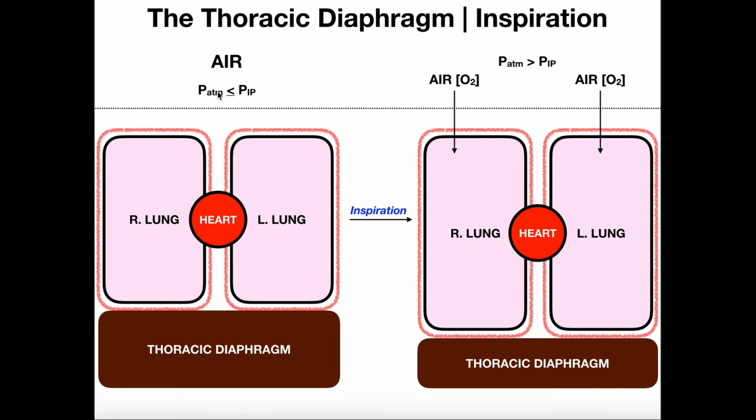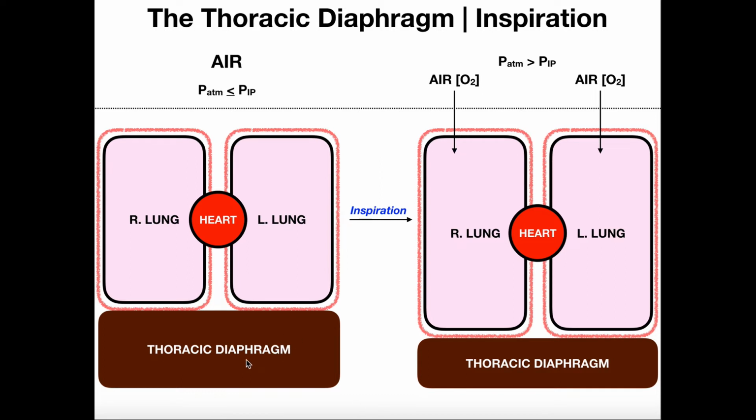And before you inspire, before inspiration, notice the diaphragm has not contracted yet. The intrapleural pressure, that is the pressure inside the lungs, is approximately equal to the atmospheric pressure. So it's also 760 millimeters of mercury. So when both pressures are the same, nothing happens. Okay? Now let's inspire. Let's breathe in.